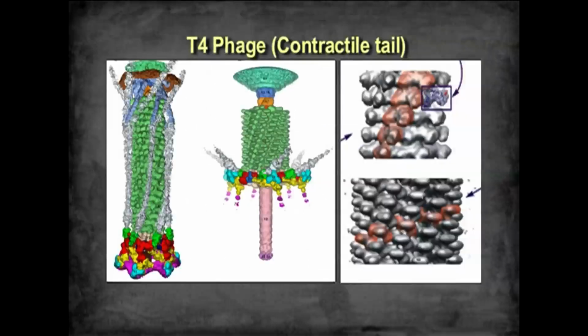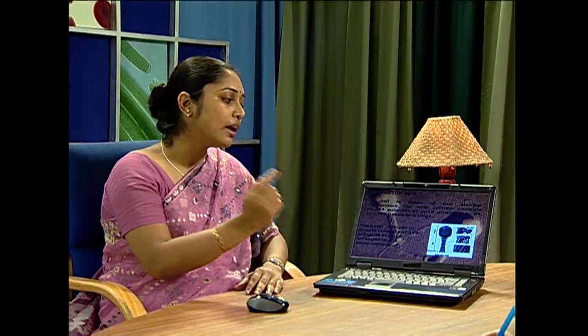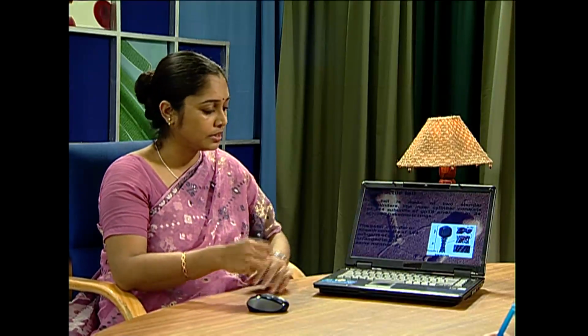The inner tube, or inner cylinder, is made of 144 subunits of gene product 19, arranged in 24 stacked hexameric rings. The outer cylinder, called the sheath, is also made of 144 subunits of gene product 18, and each stacked ring is offset 17 degrees to the right compared to the next ring, and thus it takes an alpha helical right-handed structure.